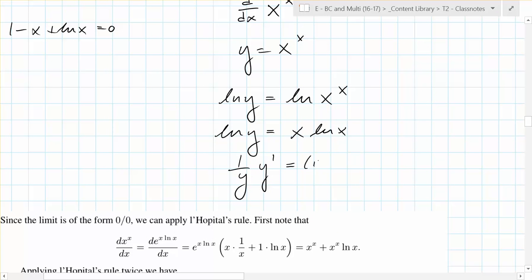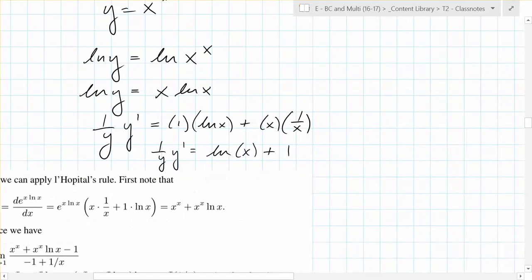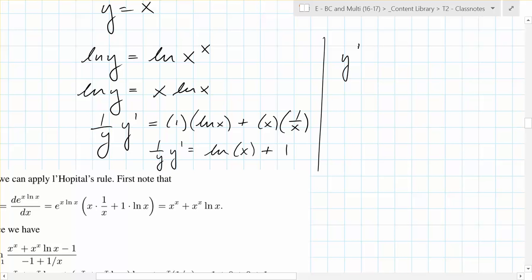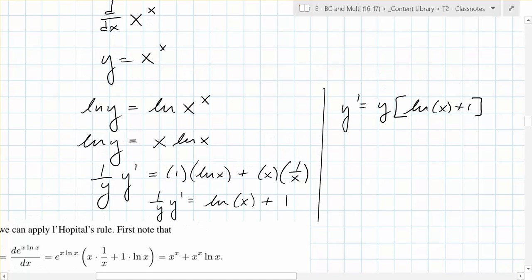Product rule. So the derivative of the first times the second plus the first times the derivative of the second. So what do we have here? 1 over y prime is equal to ln x plus what? 1, right? So what does that tell us y prime is? y times what? ln x plus 1.